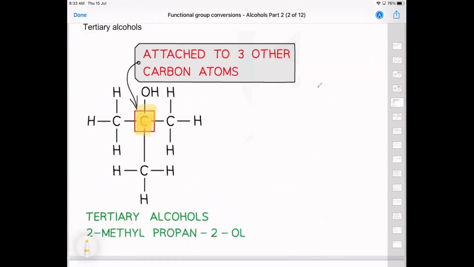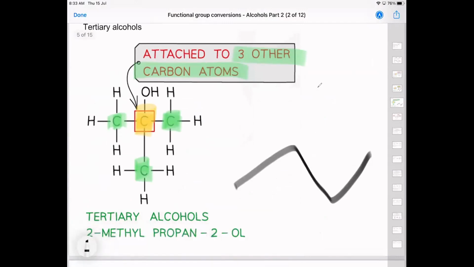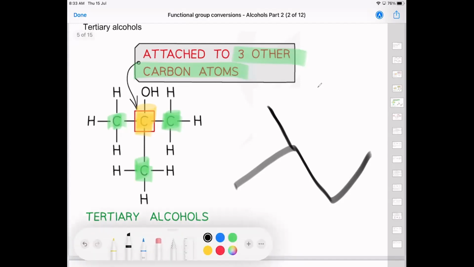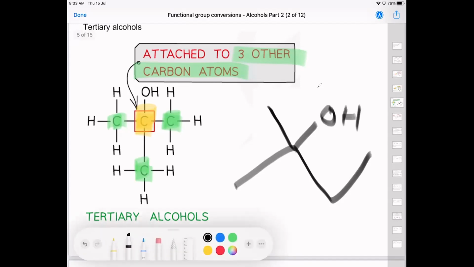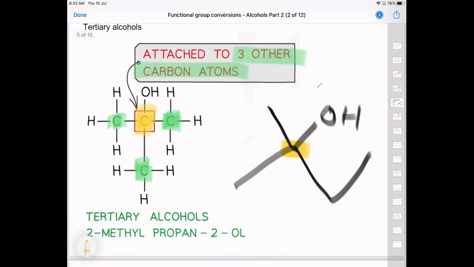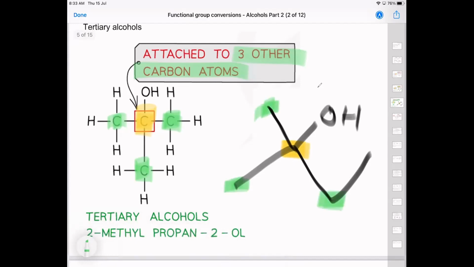So you have your carbon in the middle, and it's bonded to 3 other carbons, 1, 2, 3, and those are the 3 other carbon atoms. So you would have to find a really ugly looking molecule for this. You'd have to have something like this, where there's a carbon there, and then your OH group would be on the same carbon, like that. So I'll use the same colors to show you. That's the yellow carbon. And then the 3 green carbons are that one, and that one. Cool, so that would be a tertiary carbon.